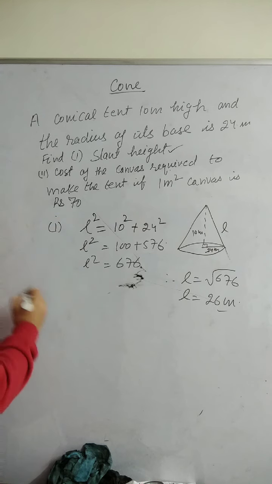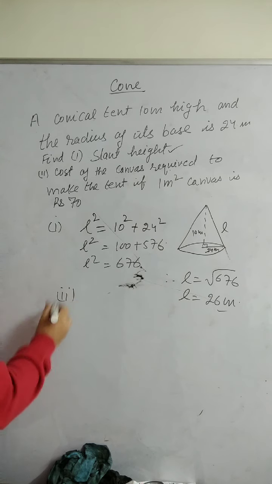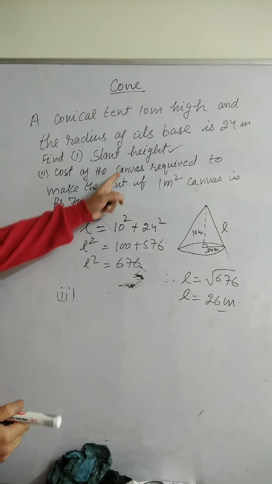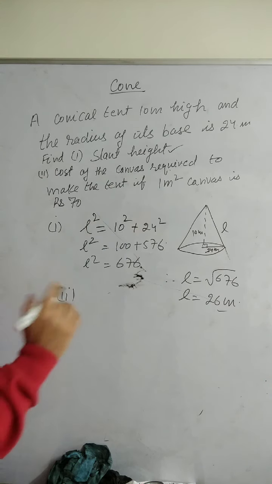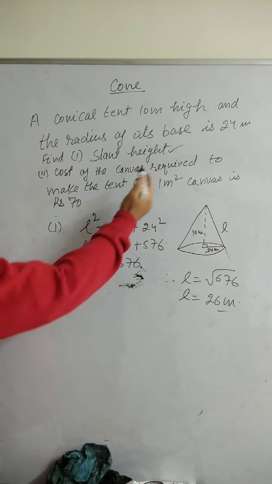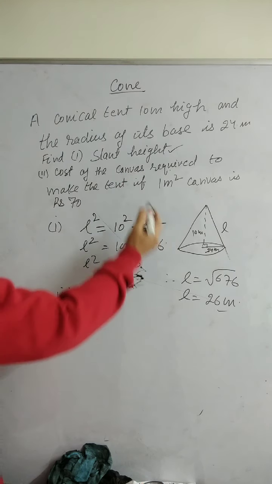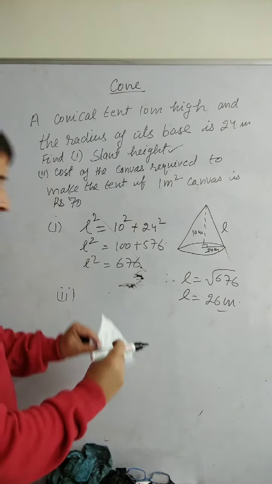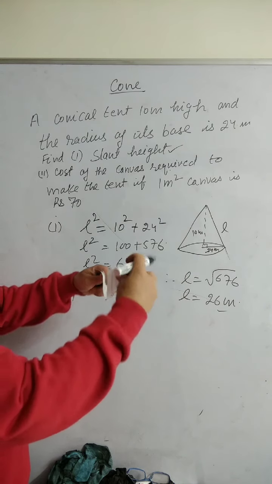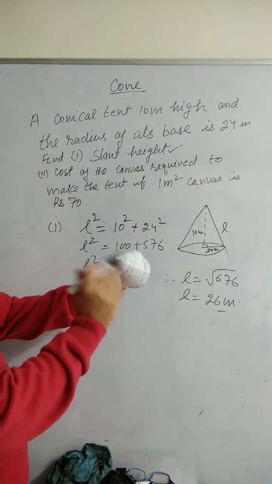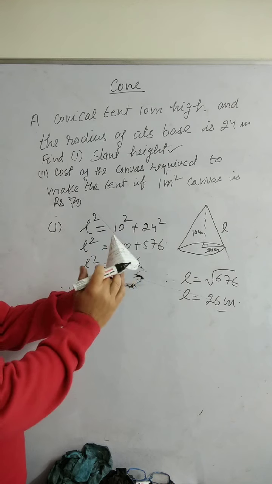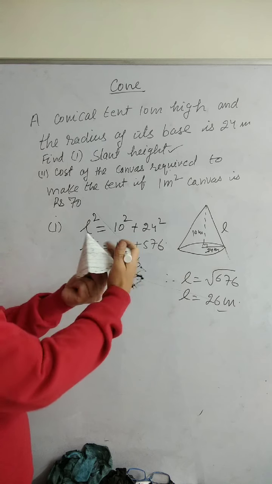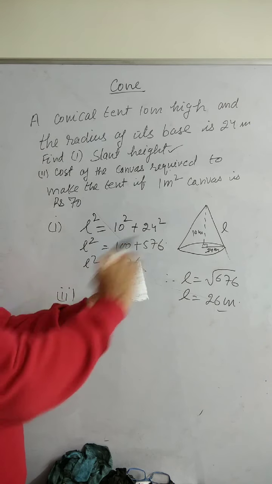Now come to second part. This first part we have done. And second part, you want to find the amount of money you require to make this canvas. Got it? So the area of the canvas required will be equal to its curved surface area. So whatever canvas is required to make this tent, right? This is a tent, right? So this much cloth or canvas you require, equal to its curved surface area.